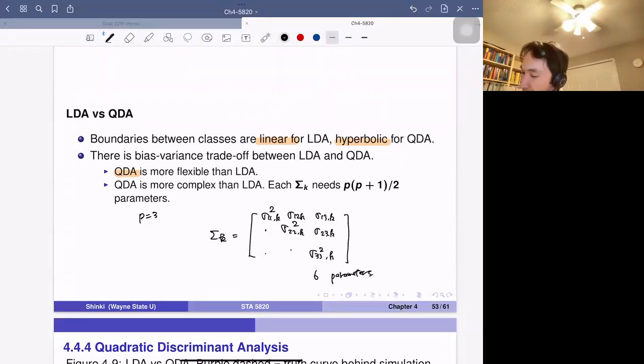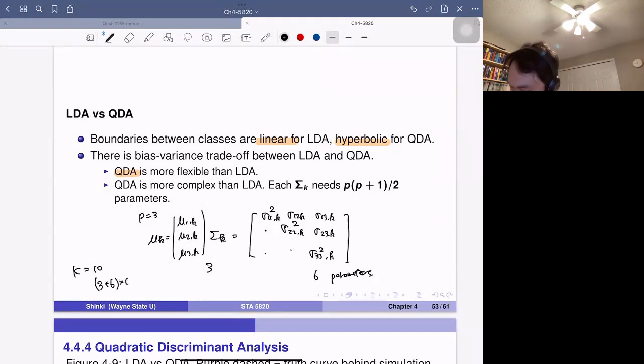And suppose we have 10 classes, k is equal to 10. Then how many parameters? We have so many. mu k is equal to mu 1k, mu 2k, mu 3k, so we have 3 parameters, and we have 6 parameters for sigma k. So with 10 classes, we have 3 plus 6, times 10, so 90 parameters.